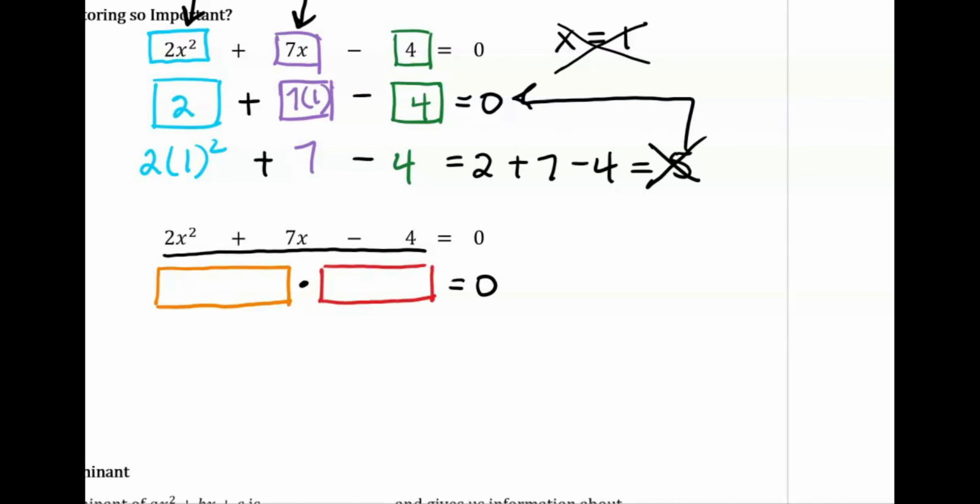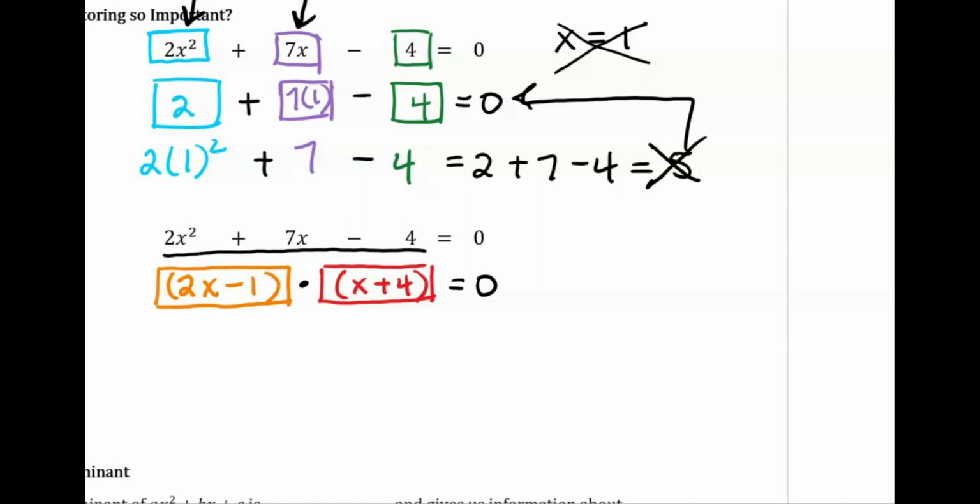And if I told you that what was in the first box was 2x minus 1, and what was in the second box was x plus 4. And then I wanted you to find values of x that made this equal 0. Now this is a lot easier, and this is why factoring is so important. Because if I want you to find values of x that make the product equal 0, all you have to do is get 0 in one of the boxes, and you're done.